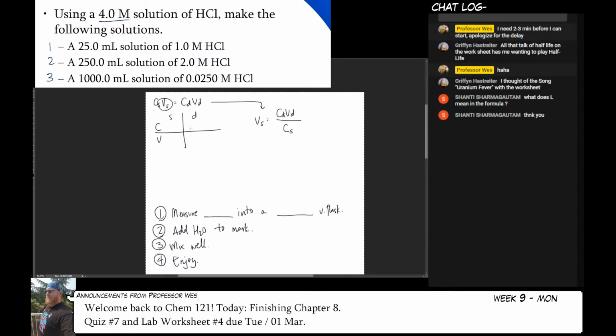So problem 2, I still have 4 molar HCl. This time I want to make 2 molar HCl, and I want 250 milliliters of that. So I'd solve for the same thing. I just realized that for the previous problem I didn't do sig figs. It should round to 6.3.